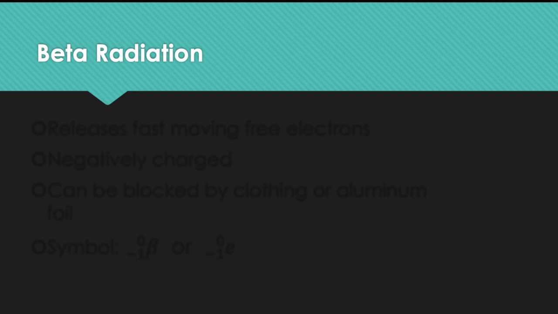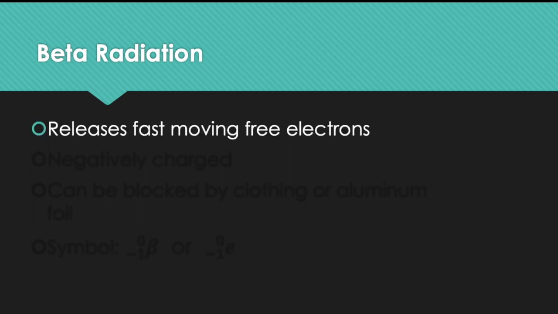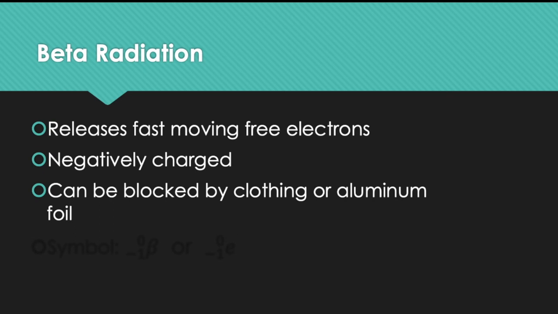Next up is beta radiation. When an atom undergoes beta decay, it releases a fast-moving free electron. This means that beta radiation is negatively charged. While it's more penetrating and more ionizing than alpha radiation, because it's smaller and faster, it can still be blocked by something as simple as clothing or aluminum foil. So again, beta radiation typically isn't dangerous if it's outside of your body, but if you were to accidentally ingest it, it could be harmful.